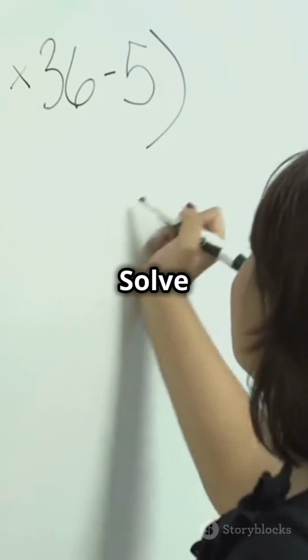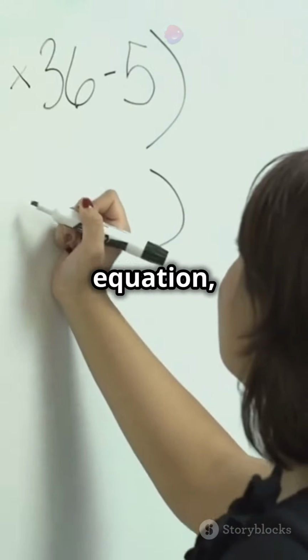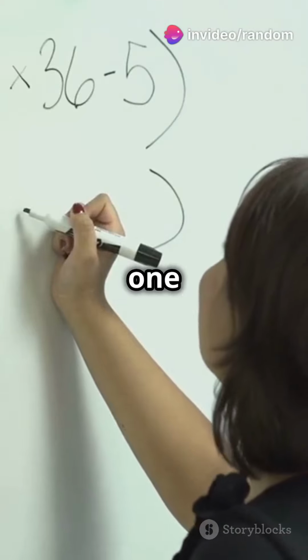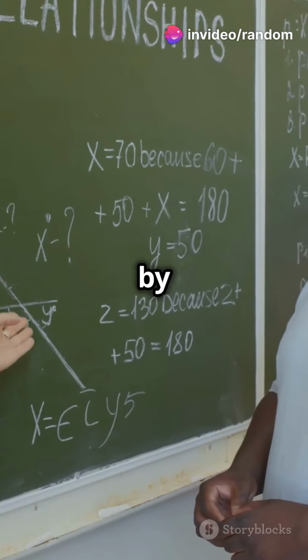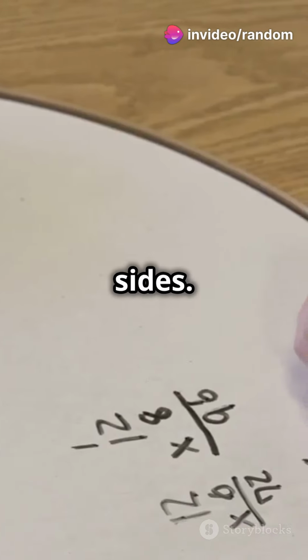Step 3. Solve equations. To solve an equation, we need to isolate the variable on one side of the equation. We can do this by performing the same operation on both sides.